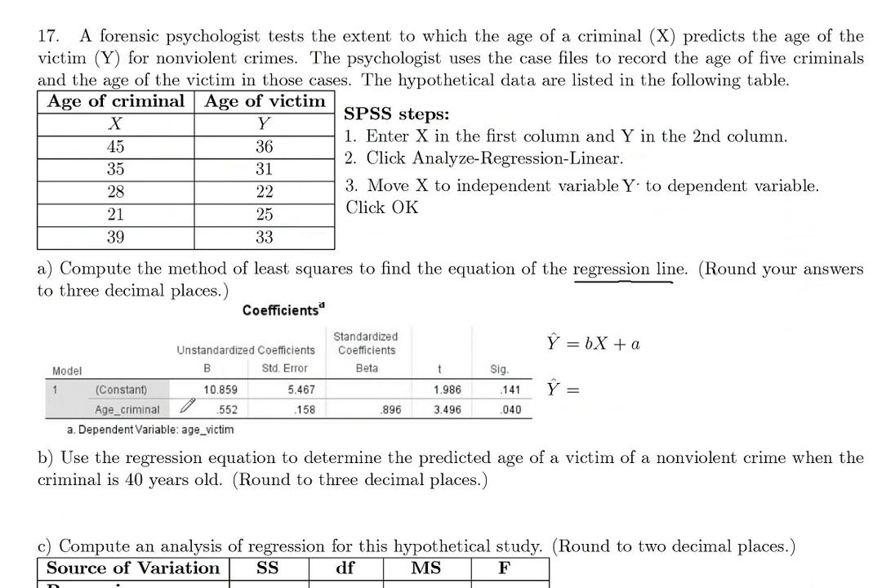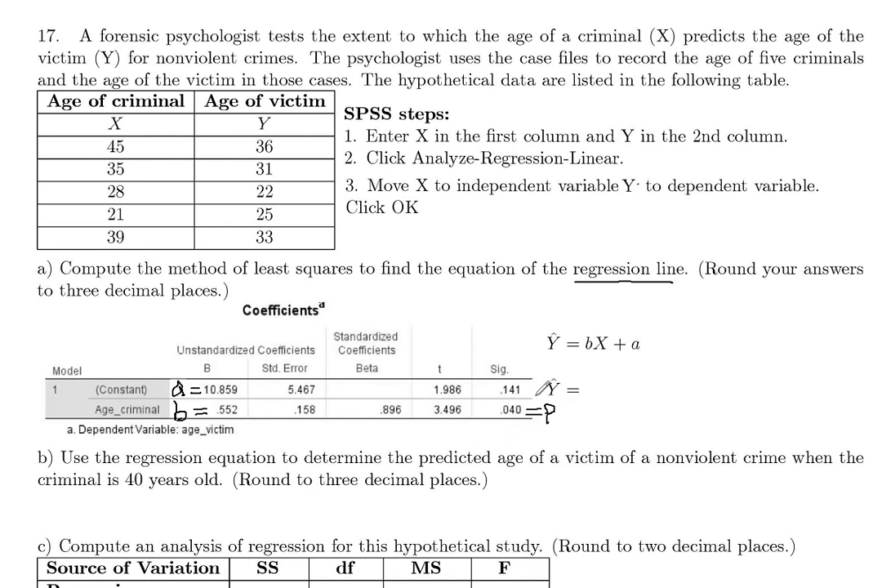So what we see here is the constant, 10.859. That's the a. So that's the constant. And then the slope is the b, and that coefficient is here. So our a is right here, and our b is right here. And then our significance level for the test is right here. That's a p-value. So those are the important numbers in the coefficients table.